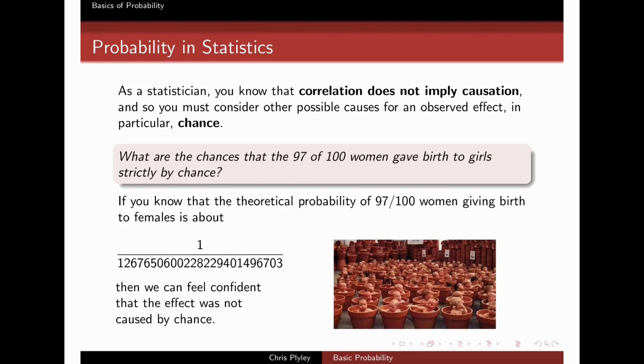But if I told you, and you'll take my word for it now, that the probability of 97 out of 100 women giving birth to females is 1 in this number, 1 in 126 zillion, or whatever that comes out to be, then we at least get an intuitive idea that what we saw was overwhelmingly likely not due to chance. And then what I conclude is that my drug probably did have some effect.